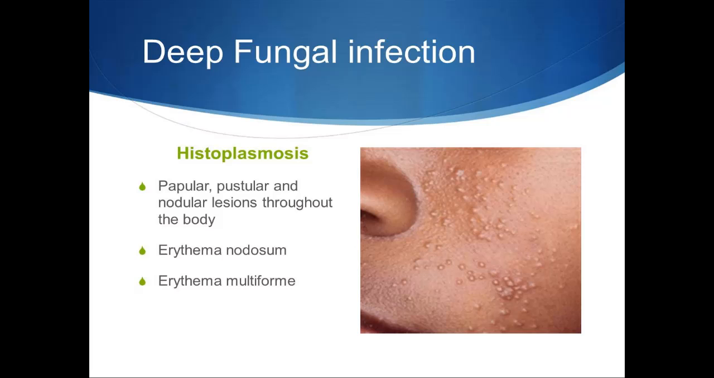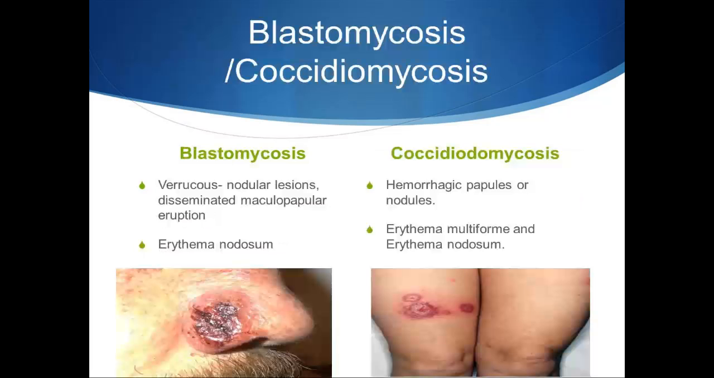But it can also lead to indirect skin lesions. And these are related to the immune reaction to a primary infection in the lungs, leading to erythema nodosum and erythema multiforme. Same thing for blastomycosis. Although blastomycosis cutaneous manifestations are the most common extrapulmonary manifestations of this dimorphic fungus.